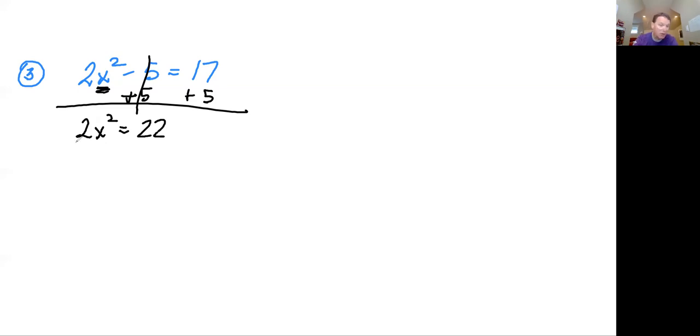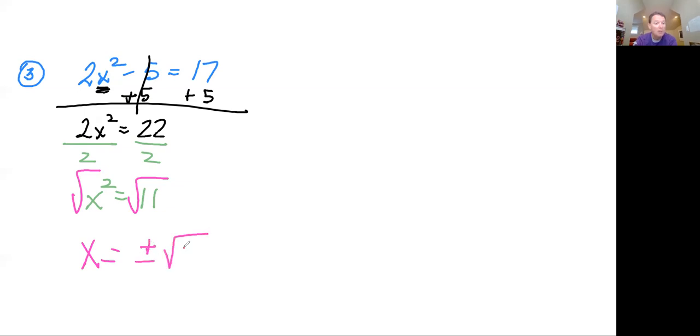Now, it's pretty obvious the only thing left is divide by 2, and x squared equals 11. 11? I don't know the square root of 11. Great. You don't have to. Square root, x equals, what do we do when we take a square root? Plus or minus square root of 11. That's where you stop.